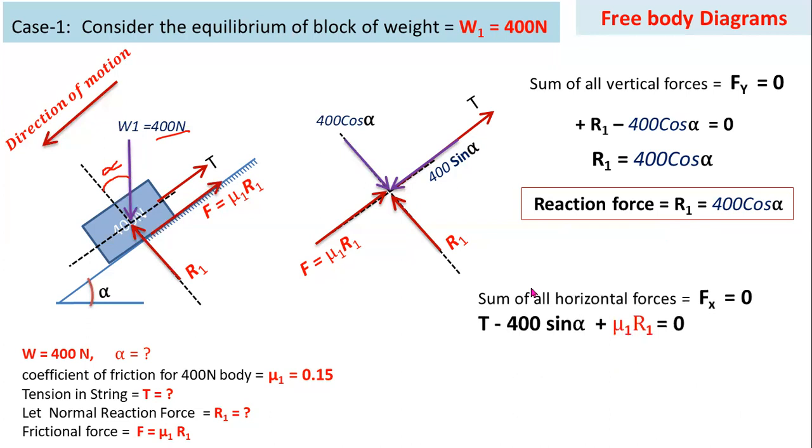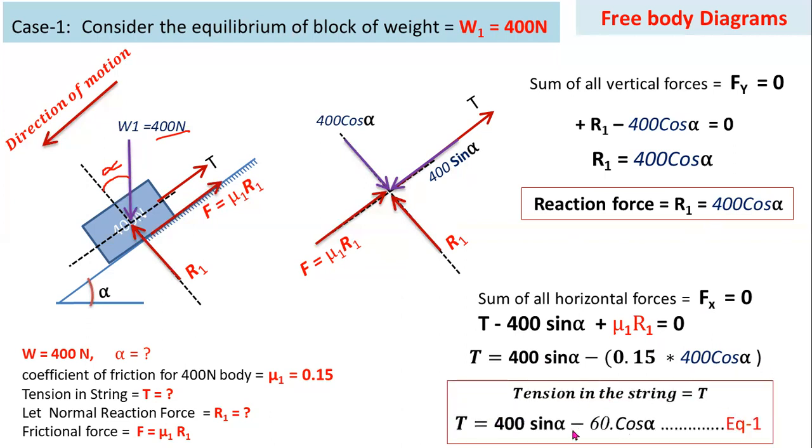That is the sum of all forces parallel to the plane. Here, these three are the forces that lie on the parallel plane. For right side direction, you have to consider positive sign. For left side direction, you have to consider negative sign. Plus T minus 400 sin alpha plus mu1 R1. Now you have to substitute the value of R1 in this equation. Then you will get the value of tension T. The tension in the string T equal to 400 sin alpha minus 60 cos alpha. This is equation number 1.